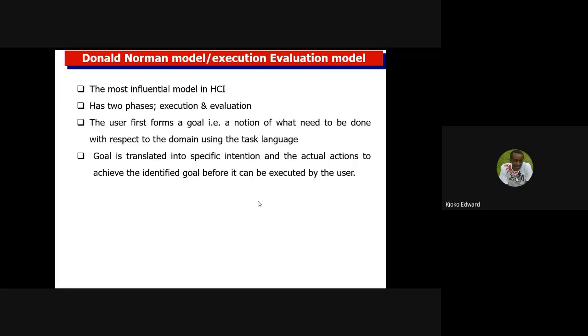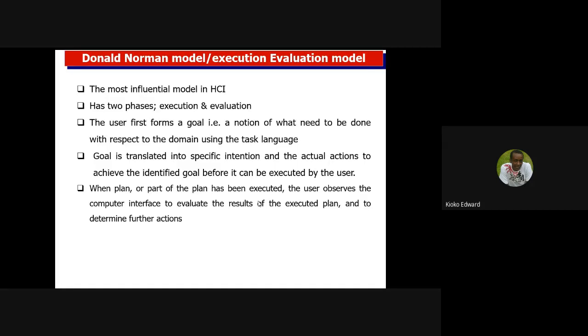And we also come up with the actual actions. What we need to perform with the system so that we can achieve the goal. And these actions are the ones which are going to be executed by the system so that those actions can activate some functions within the system so that we can arrive at the goal. That's what we call forming a specific intention. And the intention would be, I want to achieve state A. And for me to achieve state A, I need to do 1, 2, 3 within the system.